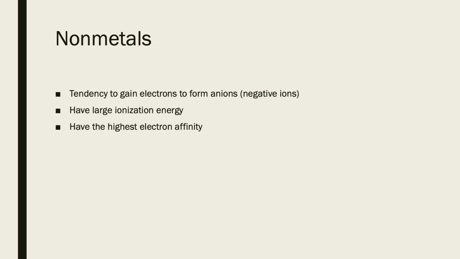Your nonmetals tend to gain electrons, forming an anion. Anions are going to be your negative ions. They have a large ionization energy, and they have the highest electron affinity. Electron affinity refers to gaining electrons.